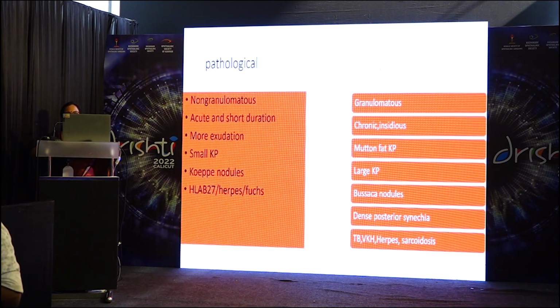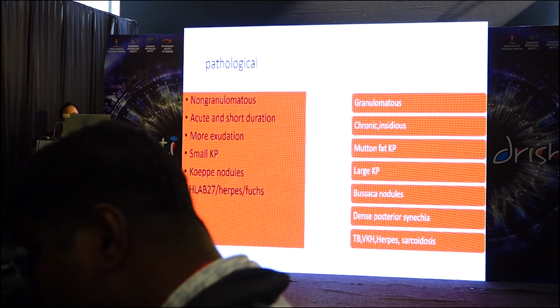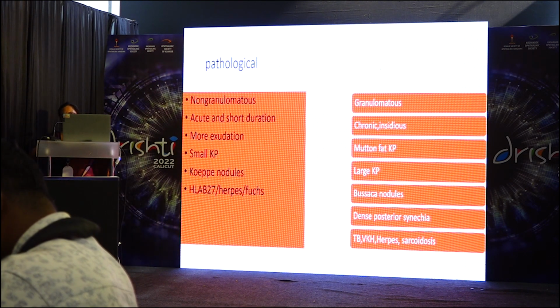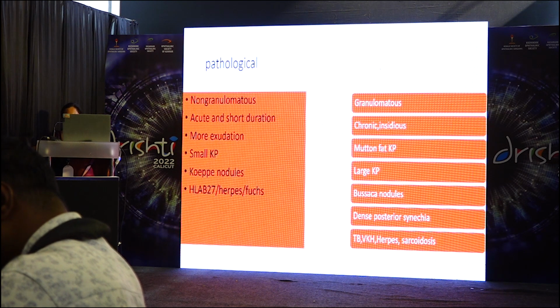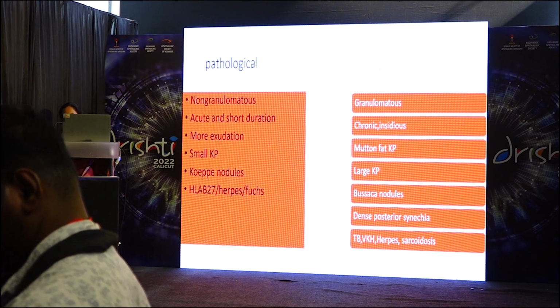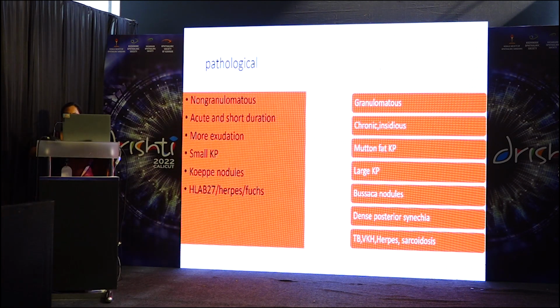Now, differences between granulomatous and non-granulomatous uveitis. The non-granulomatous uveitis is usually acute and of short duration with more of exudation, small KPs, could be seen in HLA-B27, herpes, and Fuchs. Whereas the granulomatous, it's usually chronic, insidious. There are large mutton fat KPs. You could have Koeppe and Busacca nodules and dense posterior synechiae. This is seen in TB, VKH, herpes, and sarcoidosis.